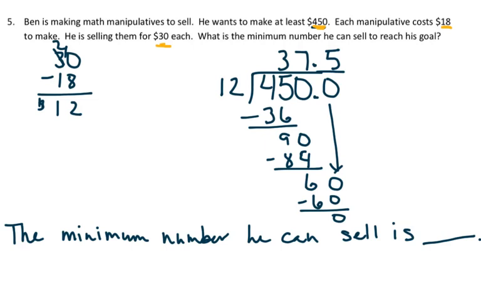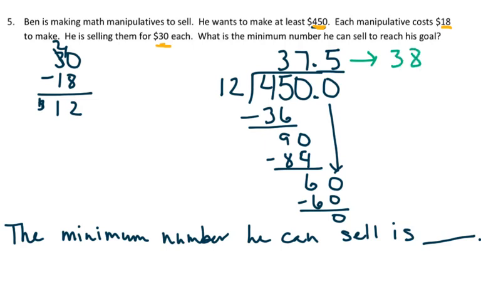So let's take a look at this. So I got an answer of 37.5. So that was the number of manipulatives he needs to sell. It's probably not possible to sell half of a manipulative, and that's what the 0.5 would be. So in order for him to make $450, if he sells 37 manipulatives, that's not enough. So if he wants to make $450, he's going to have to sell not 37.5, but he's going to have to sell 38.